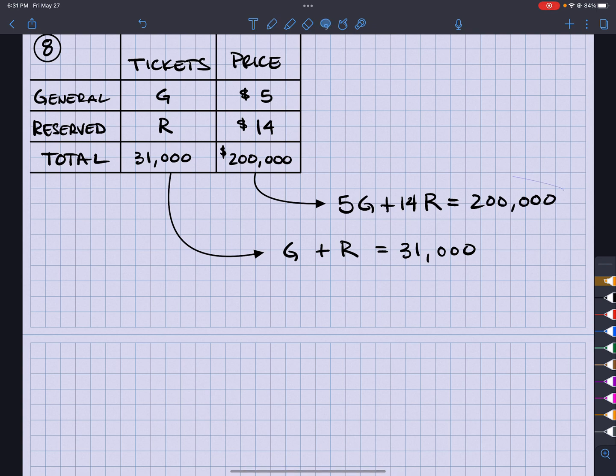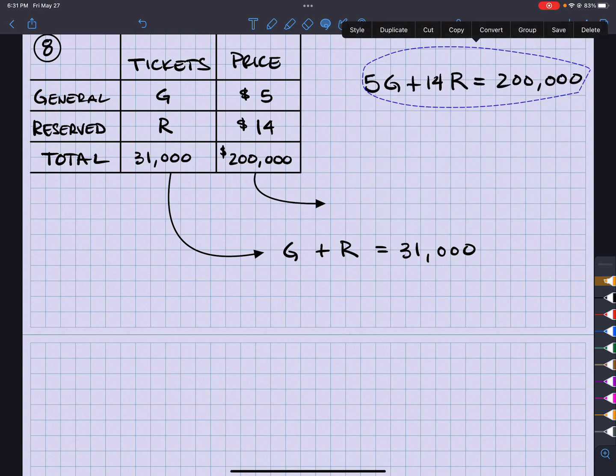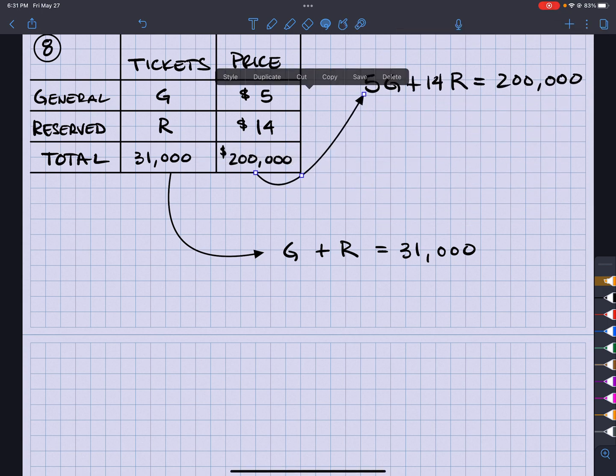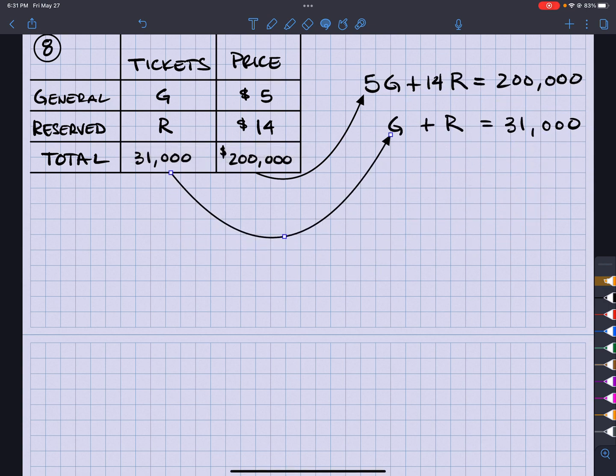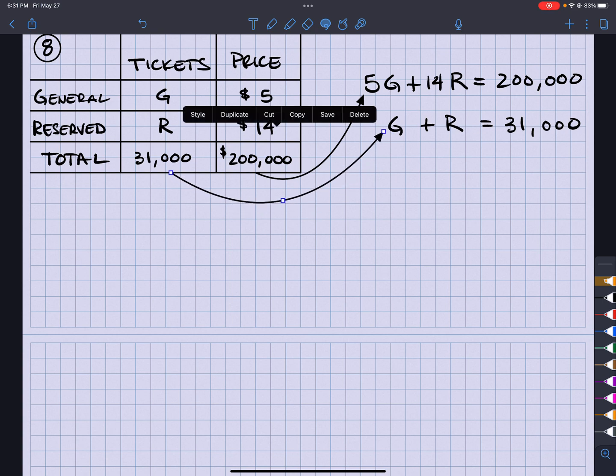In fact, it's probably better that I take this and put it up here, and take that and do this with it. That looks much better, doesn't it? So I have two equations, two unknowns. I can do it with elimination or substitution.